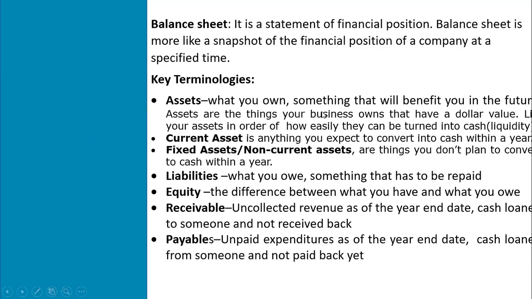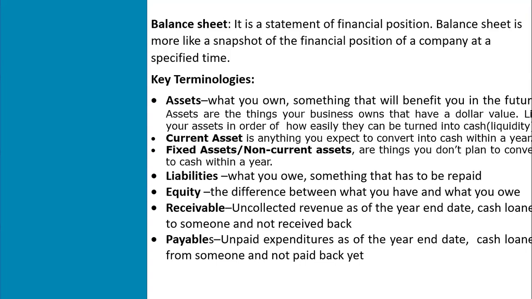Assets are things that you own and they are likely to generate or help you generate some money. Current assets are anything you expect to convert into cash within a year. So for example, if you have an invoice of the service done, that means you're going to be paid. That is an account receivable. If you have stock, or Mr. Moses who has stock and is going to sell, that is a current asset. It is stock that is going to generate revenue.